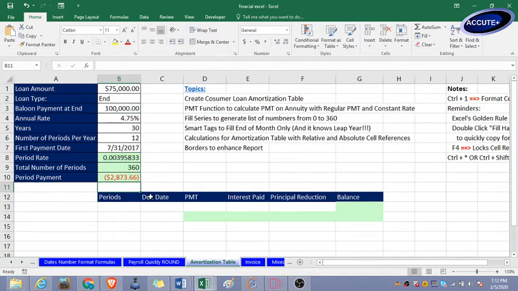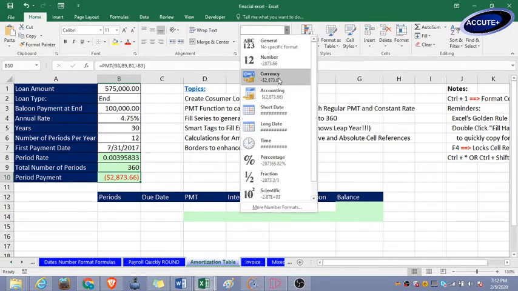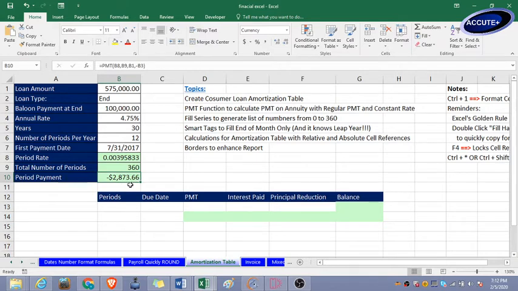If you press enter, you'll see it gives you the period payment. So per month, this is how much the person has to pay. Now this is negative, but if you take it into the currency mode, you'll see that it is negative 280,000. So this is how much per month the borrower has to pay back.